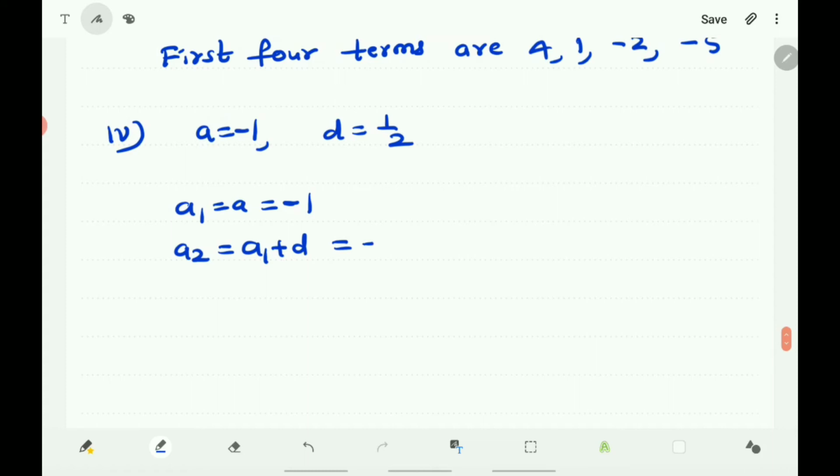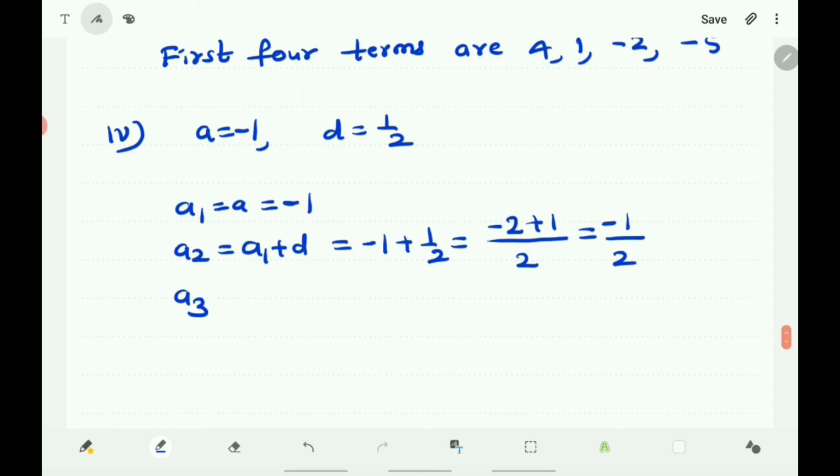A1 is minus 1 plus half. So here if you take the LCM 2, minus 1 into 2 becomes minus 2 plus 1. That is minus 2 plus 1 is minus 1 by 2. But you know, minus 1 plus half means minus half. So by finding the LCM you can do it this way, or otherwise you can do it directly. Minus 1 plus half means minus half.